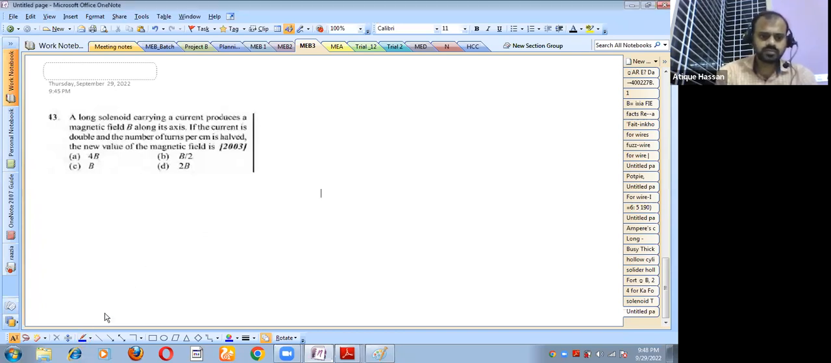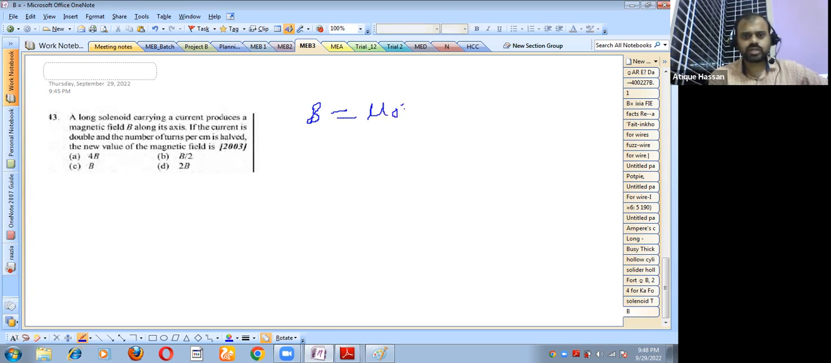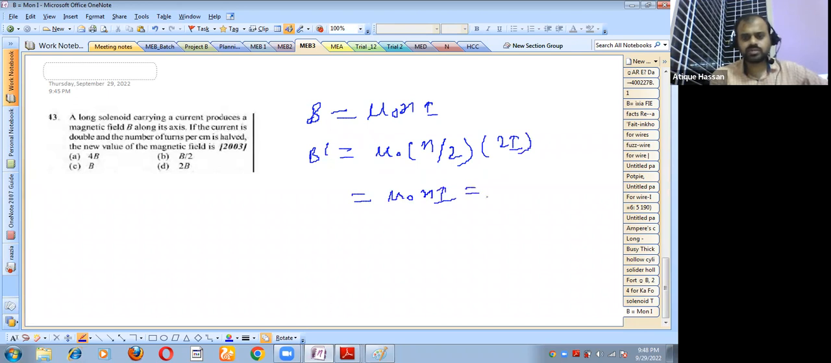Let us see. It says a long solenoid carrying a current produces a magnetic field B along its axis. If the current is doubled and the number of turns per centimeter is halved. So we know that B is equal to mu naught nI. And what happens? For B dash, the current is doubled and the number of turns is halved. So n becomes n by 2 and I becomes 2I. So again it will be mu naught nI, so B dash will be equal to B. Getting? So the correct answer is C.